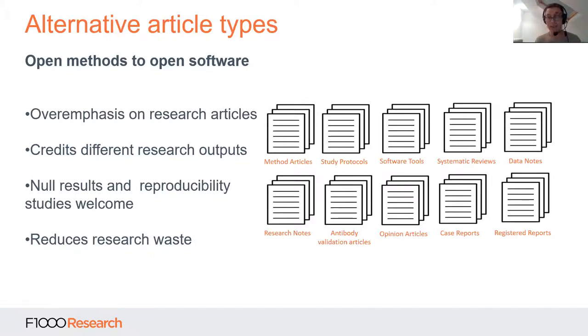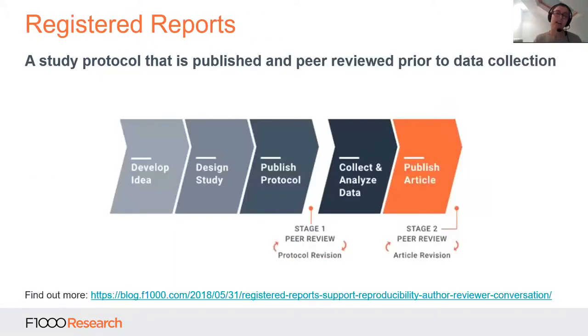There are two things that I quickly want to point out. The first is study protocols, because that's coming up later. We publish them as well. And the second one, which you can't see, is registered reports. A registered report is basically a protocol that's published and peer-reviewed prior to any data being collected. So this enables you to look at the rigor of the method and to ensure that the research article, which is published later, is linked back to the registered report, and everything they said in that registered report was followed, and that the data justifies the conclusion.